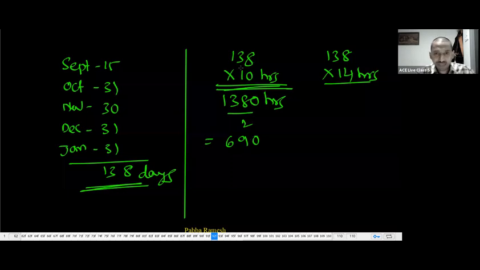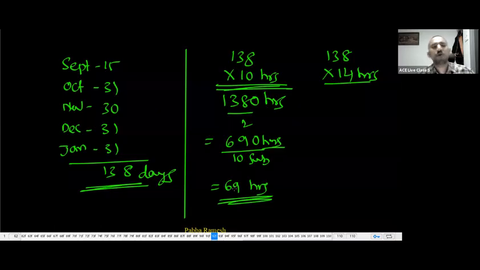Half of the time is going for class time, for example, 690 hours. Divided by 10 subjects, totally approximately 10 subjects are there, that is 69 hours of preparation other than the class timings. 69 hours of preparation, yes, more than enough, more than enough for getting the rank.